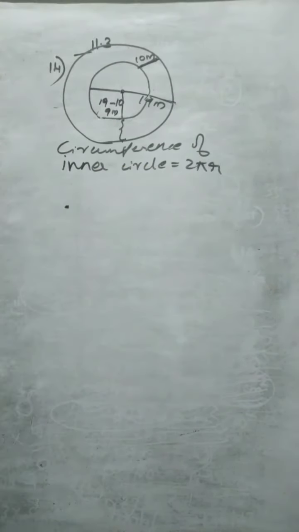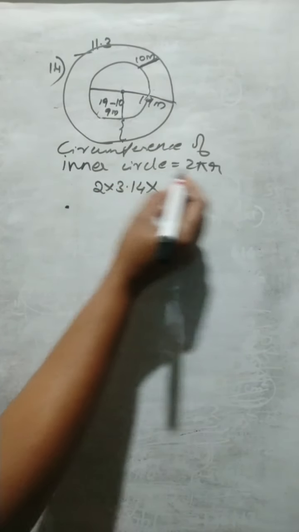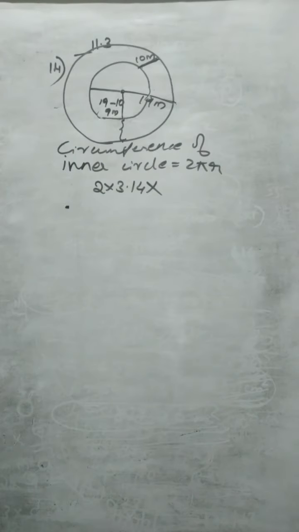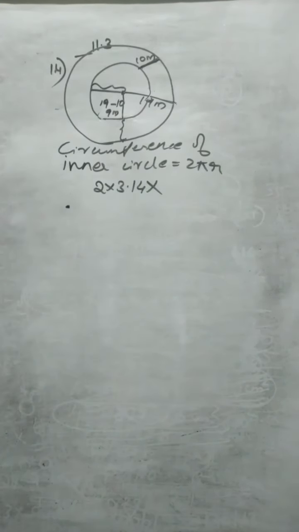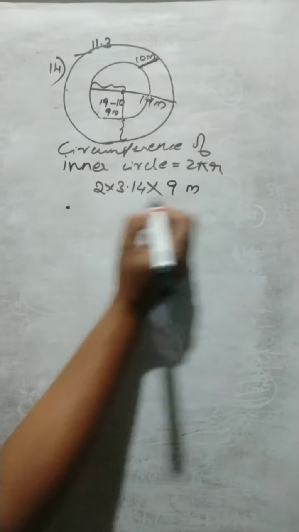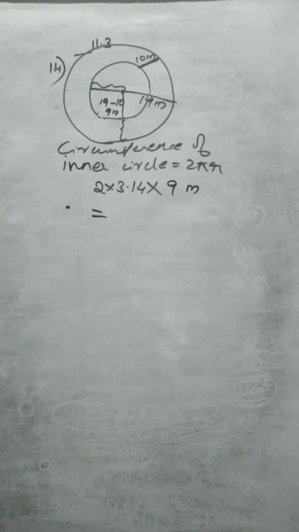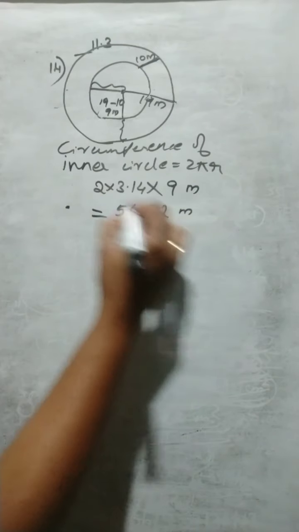So we can use 2 times 3.14 times the radius of the inner circle. That is 9 up to here only. Total it was 19 and from here to there that is 10 only, so we subtract, then we get 9 meter. So that is equal to 56.52 meter.